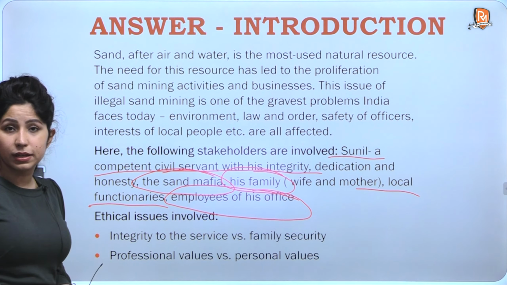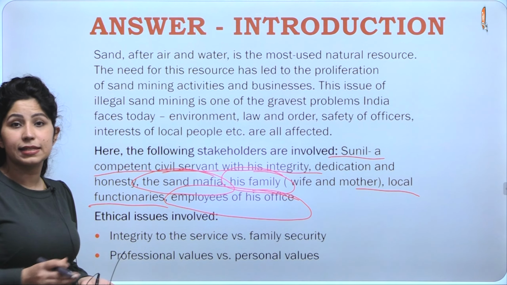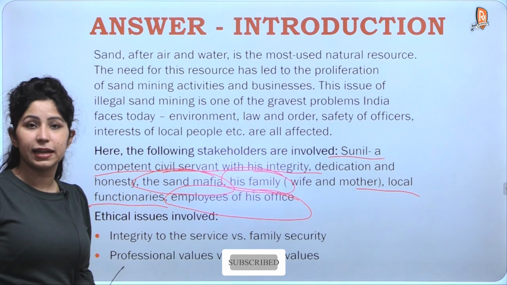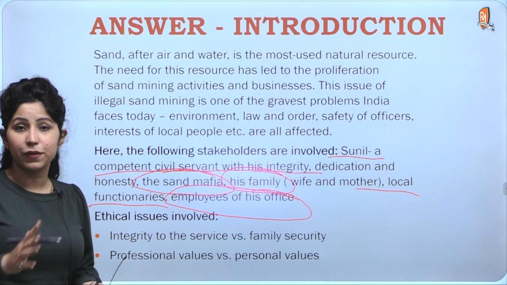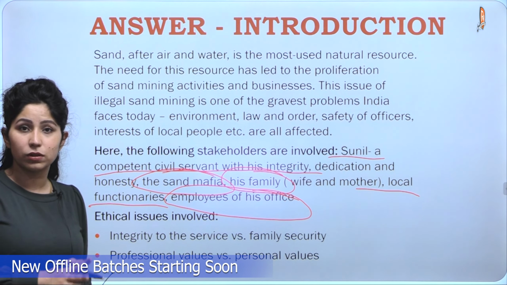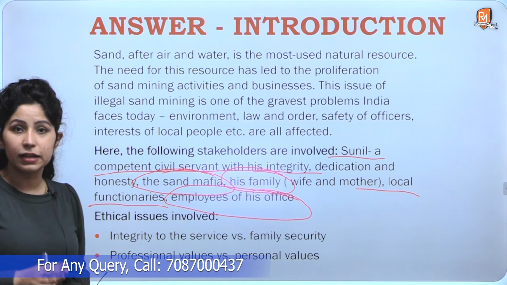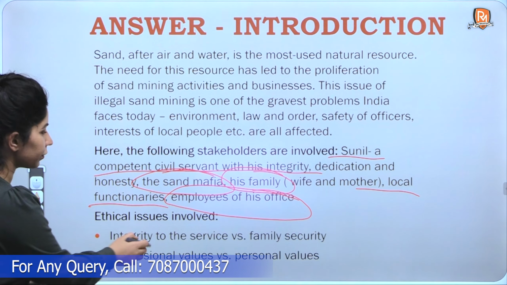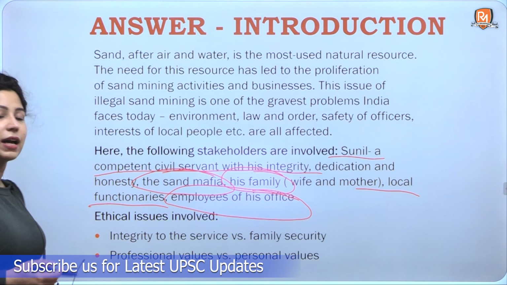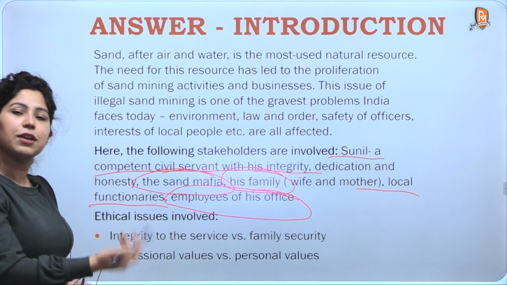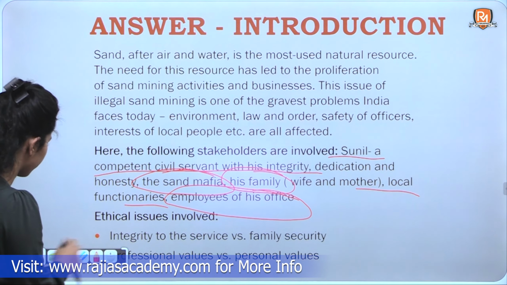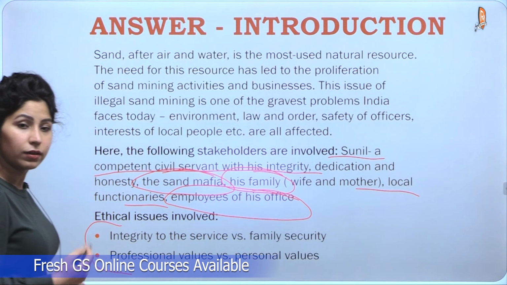What are the ethical issues involved? Here his family's safety is at stake. A good human being, a balanced human being, doesn't put his family at stake for doing his job. Professional ethics should not be fighting against personal ethics. So his family is also his responsibility, so he has to ensure their safety also. So integrity to the service versus family security, that is the first ethical issue here. The second ethical issue is professional values versus personal values, or this is just a reframing of the first one. And these are the ethical issues here. It is one ethical issue, restated in 2 forms.